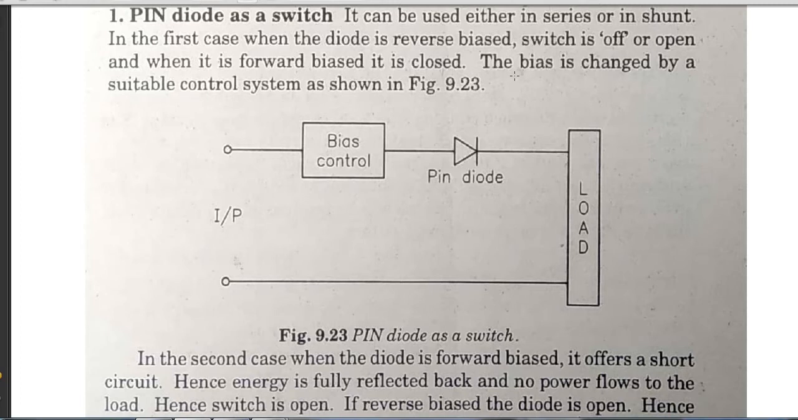The bias is changed by a suitable control system. As we can see, this is the bias control which is going to make this diode either forward biased or reverse biased. So when this diode is in reverse bias mode, it is equal to the off state or open state, and when it is in forward bias, it is in on state or closed state. In this way we can use this PIN diode as a switch.